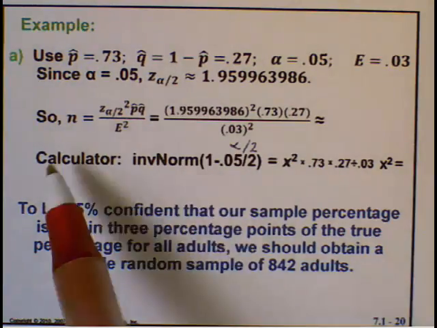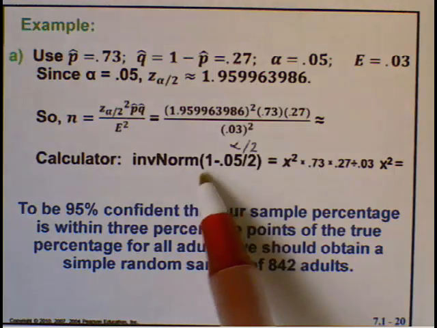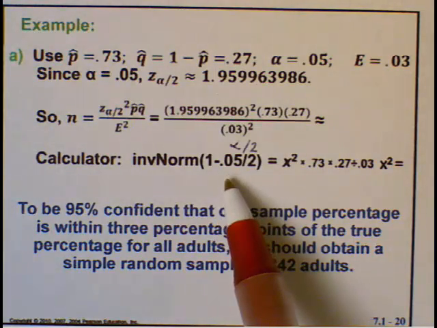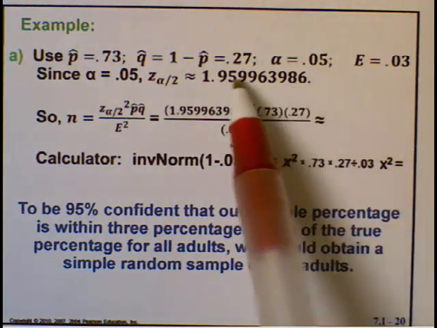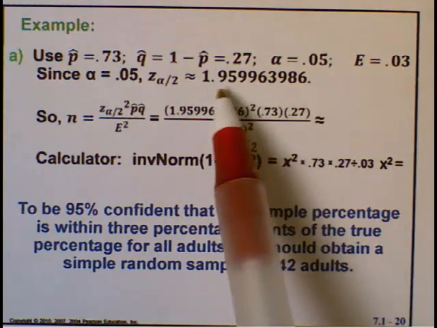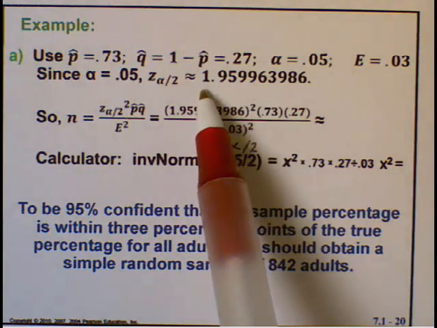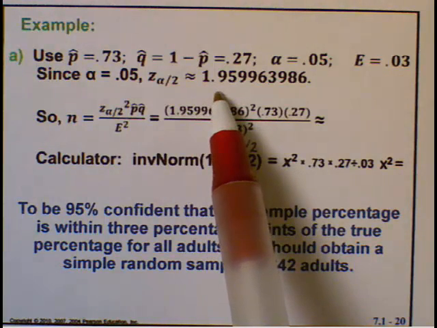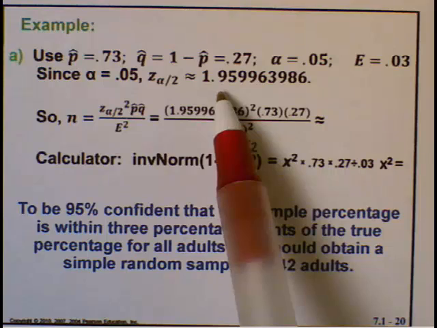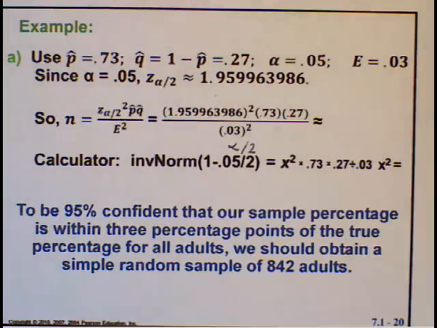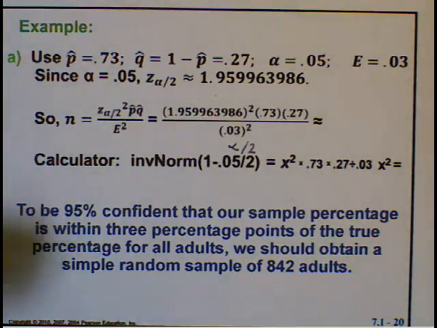Now, if I use inverse norm 1 minus 0.05 divided by 2, I get approximately this value on my calculator. If I use a rounded value for that, if I use 1.96, for example, some of the times I'm going to get the right answer, but some of the times I'm going to get the wrong answer because I'm using an approximated value for that critical value.